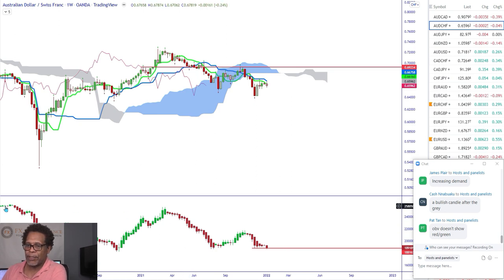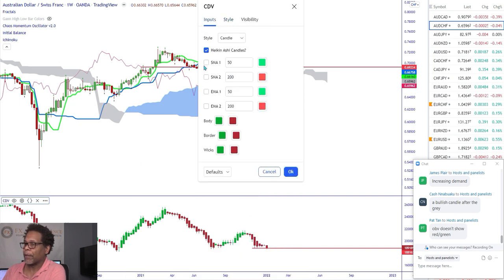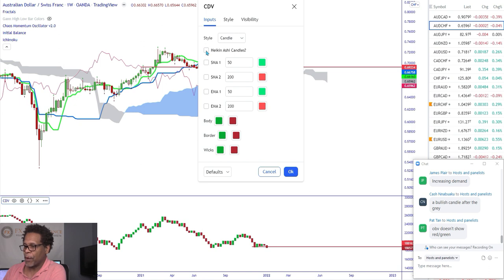Now I can change these to regular candles and show you what that looks like. I don't like the regular candle look. We're on Heikin-Ashi. If we change it to regular, there you go. But it's still showing me the same thing. All right, but the Heikin-Ashi is showing me to stay with the trend, pretty much like you would if you had them on your chart.